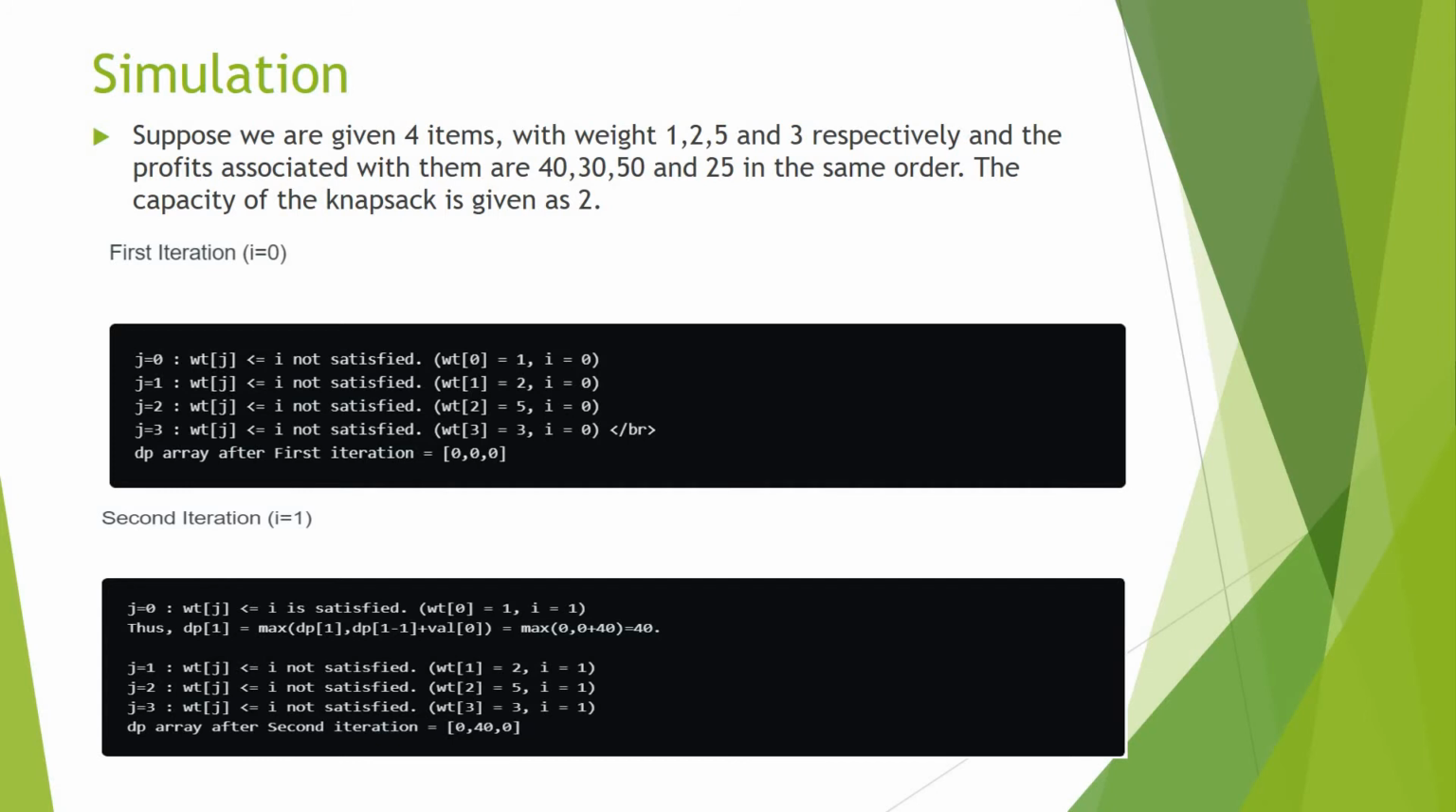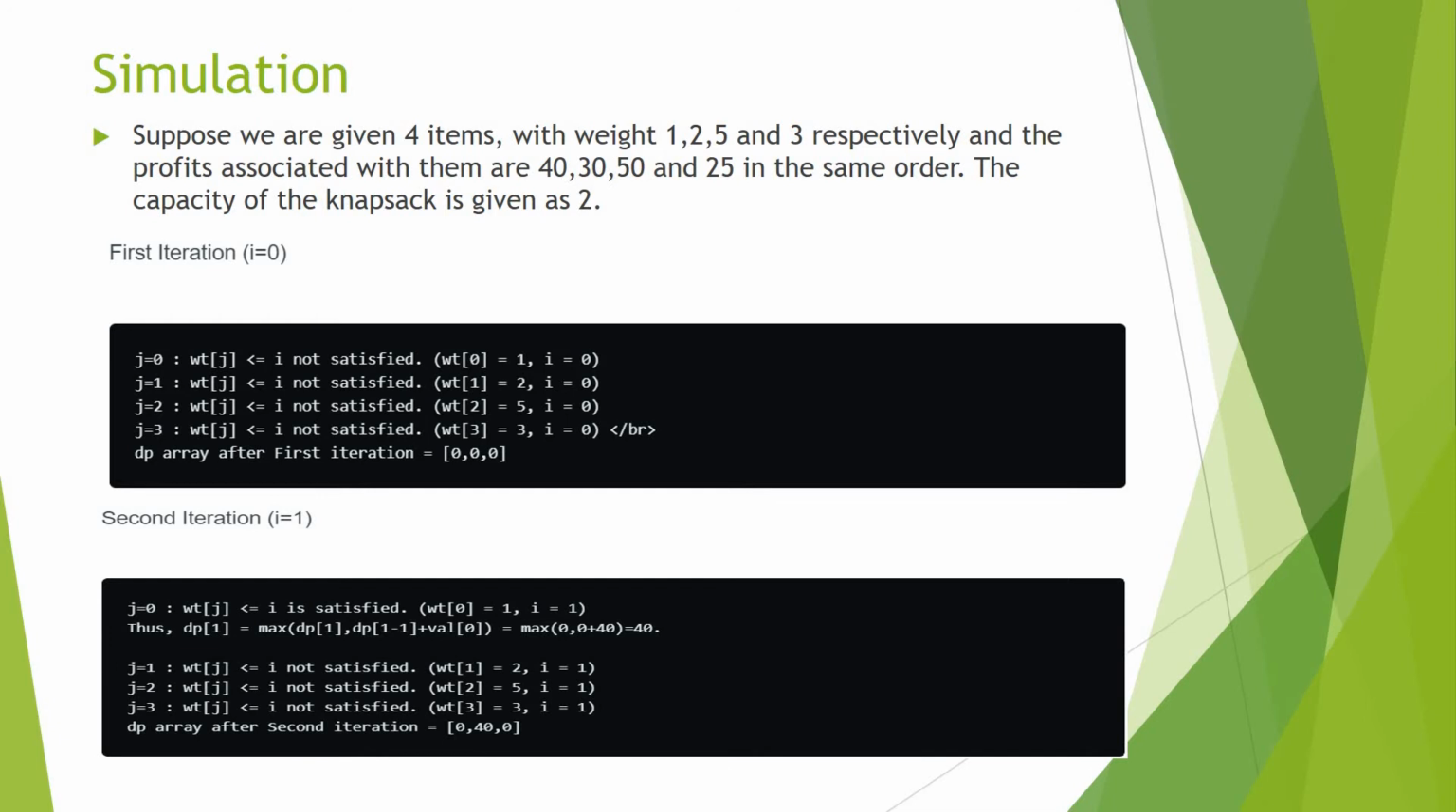In the first iteration, i equals 0. For j equals 0, the weight of the first item is 1, but i equals 0, so the condition is not satisfied. For j equals 1, the weight of the second element is 2, i equals 0, the condition is not satisfied. For j equals 2, the weight of the third element is 5, 5 is not less than or equal to 0, so the condition is not satisfied. For j equals 3, the weight of the fourth element is 3, i equals 0, the condition is not satisfied. So the DP array after the first iteration is 0, 0, 0.